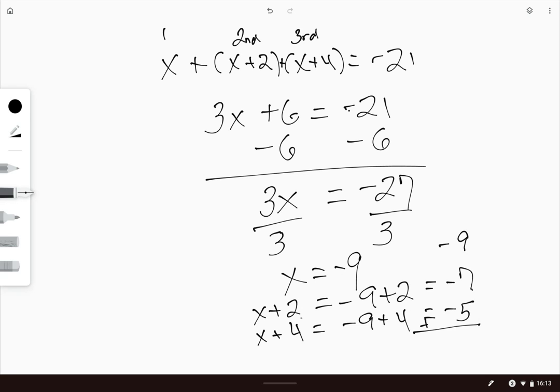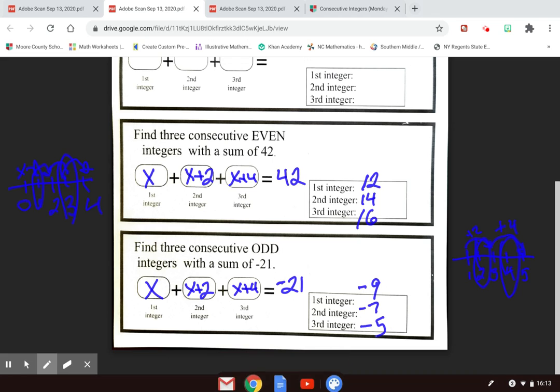So if I were to add all these up, negative 9 plus negative 7 plus negative 5. Well, negative 9 plus a negative 7 is a negative 16. Negative 16 plus a negative 5 is going to equal a negative 21. So those there are my 3 consecutive odd integers with a sum of negative 21. Okay, so it's really important as you do this to remember your math vocabulary that sum means addition, which the problems that I'm giving you today are all going to be sum problems.